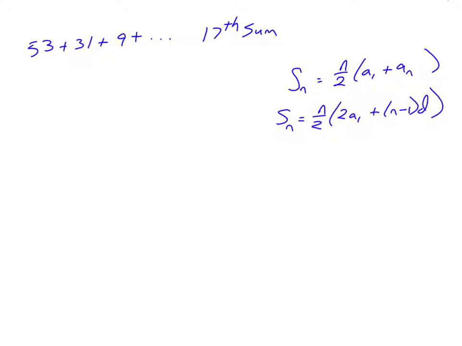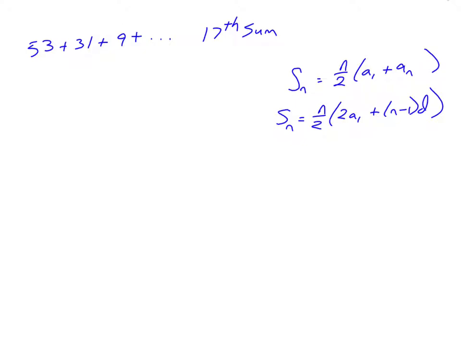When I don't have a sub n, that tells me to use the other one. I use the second one if I don't have a sub n. What does a sub n represent? The last term. So if I have the last term, I want to use the first one. If I don't have the last term, I want to use the second one.